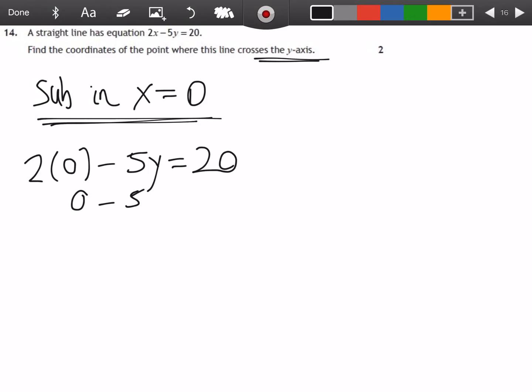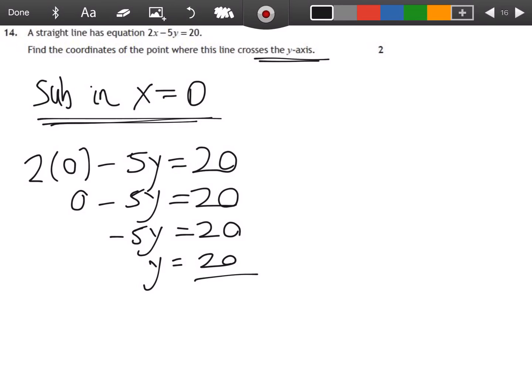2 zeros, 2 nothings are nothing. So we've got what? Basically we've got negative 5y is equal to 20. How do you find y? You do 20 divided by negative 5. 20 divided by 5 is 4. 20 divided by negative 5 is negative 4. So the question was, what's the coordinates? Put your x value, then the y value. What was x? It was 0. What's y? It's negative 4. So that's our answer.